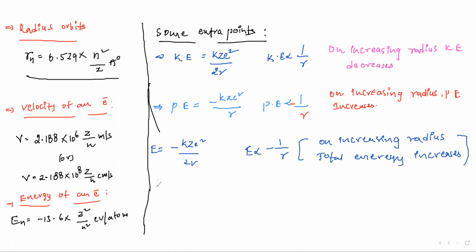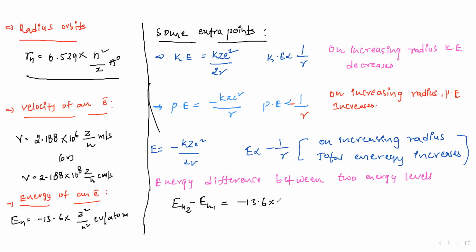And here is one more important formula I am giving: the energy difference between two energy levels. The energy difference between two energy levels, that is the energy of higher order, En2 minus En1, is equal to minus 13.6 into Z square into 1 by N2 square minus 1 by N1 square. Okay.